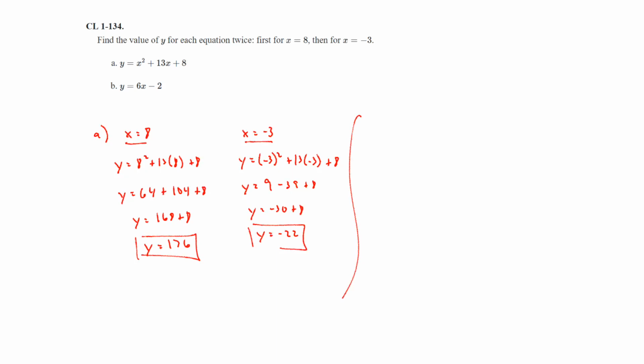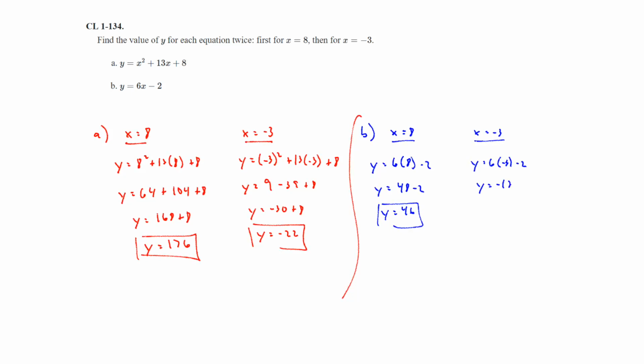Then we'll do part B, the same thing. We'll do when x is equal to 8 first. y is equal to 6 times 8 minus 2. That'll be 48 minus 2, which is 46. So y is equal to 46 when x is 8. And then we'll do it again when x is equal to negative 3. So y is equal to 6 times negative 3 minus 2. That's negative 18 minus 2, or negative 20.